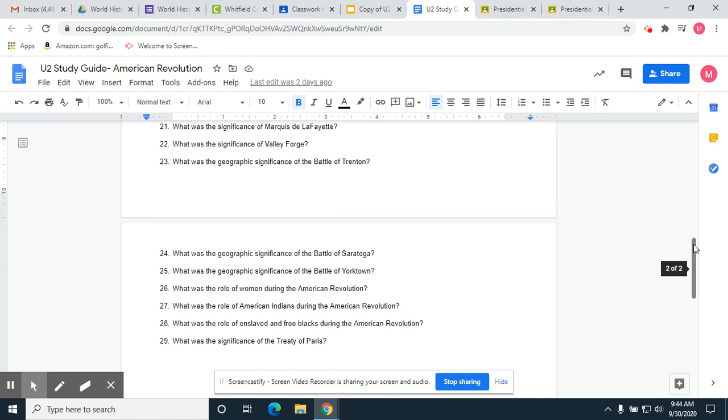Number 29, what was the significance of the Treaty of Paris? The Treaty of Paris established that we had the rights to all of America. We gained our independence. We no longer were owned by Great Britain.